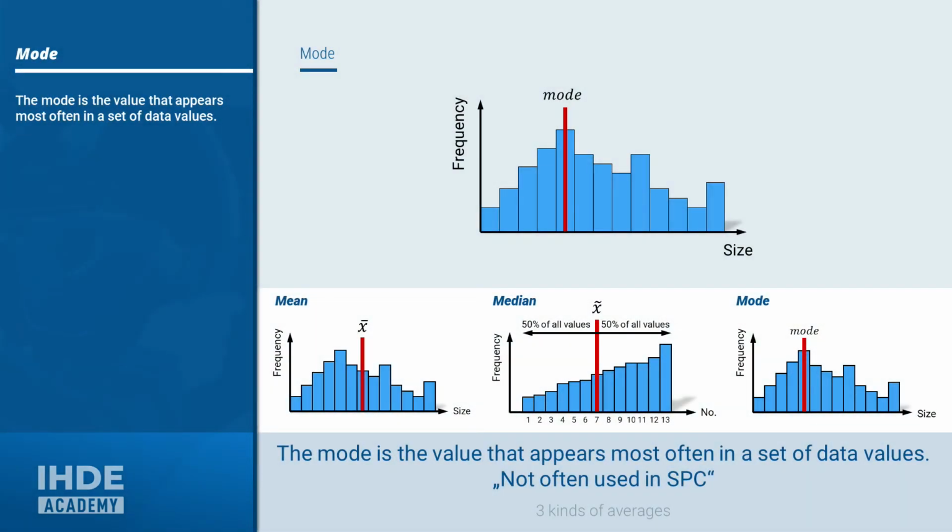The mode is the value that appears most often in a set of data values. The mode does not have its own mathematical symbol.